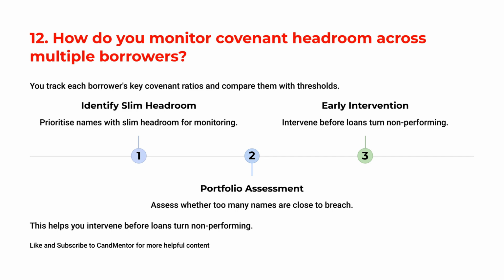How do you monitor covenant headroom across multiple borrowers? You track each borrower's key covenant ratios and compare them with thresholds. You identify names with slim headroom and prioritize them for monitoring. At portfolio level, you assess whether too many names are close to breach, which signals rising systemic stress. This helps you intervene before loans turn non-performing.